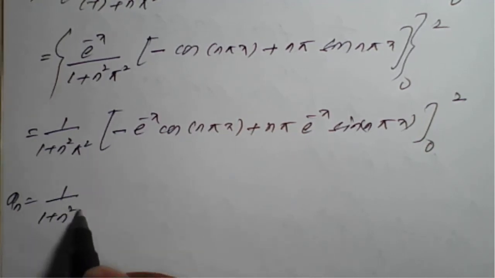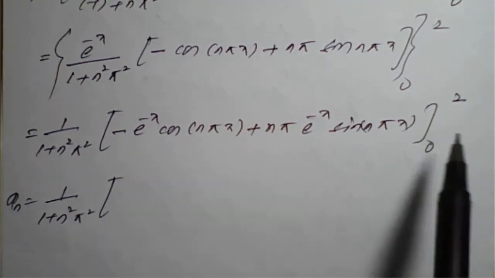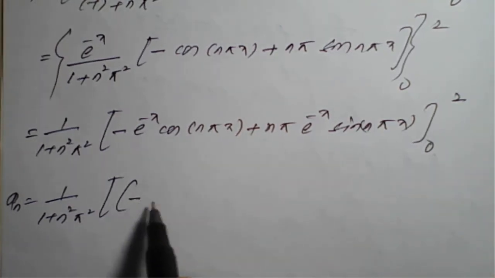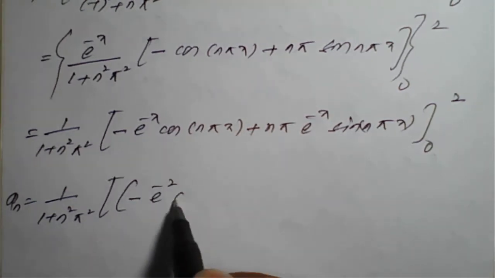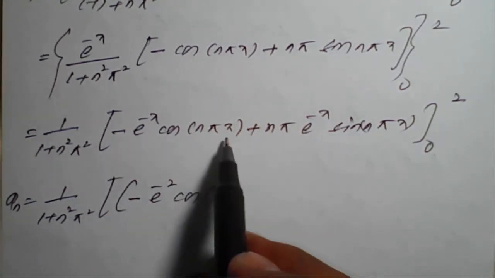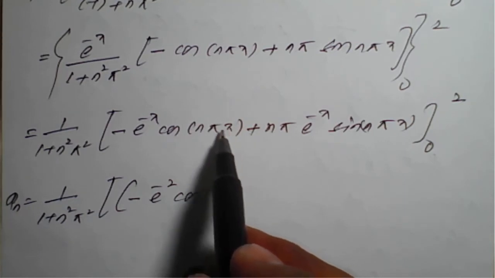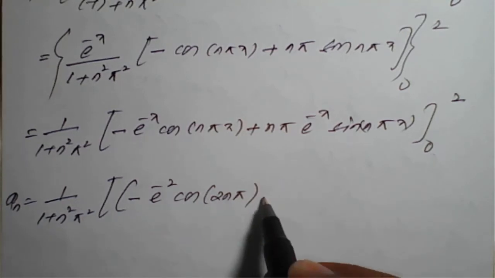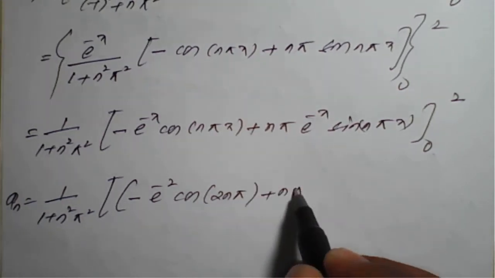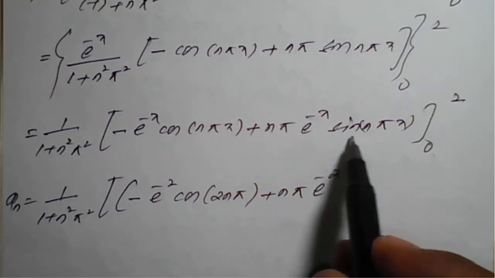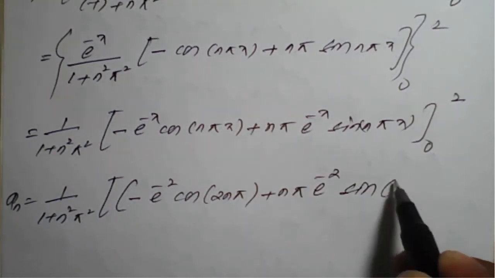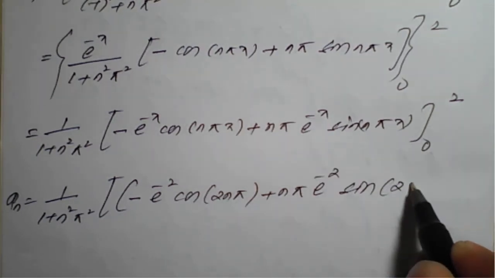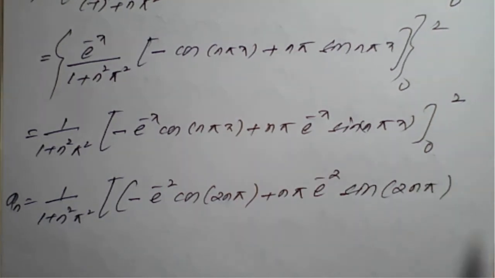So 1 plus n square pi square. If you apply the upper limit, replace x by 2. So what happens, we'll see. Upper limit: minus e raised to minus 2 cos of, if you replace x by 2, it will become 2n pi. On rearrangement, plus this n pi as it is, e raised to minus 2 sine of, x is replaced by 2, so it will become 2 times n pi, upper limit.